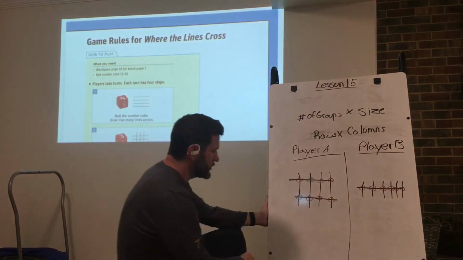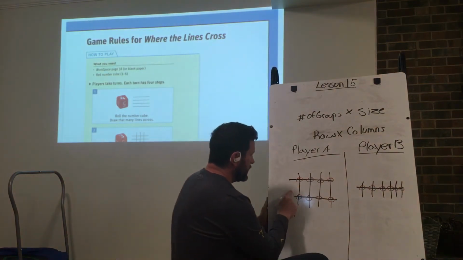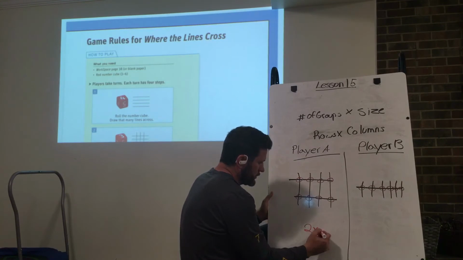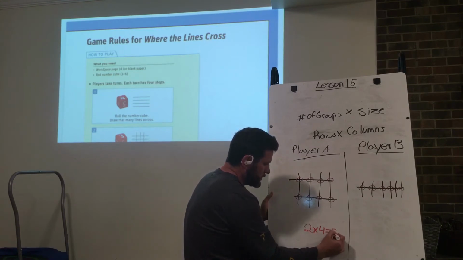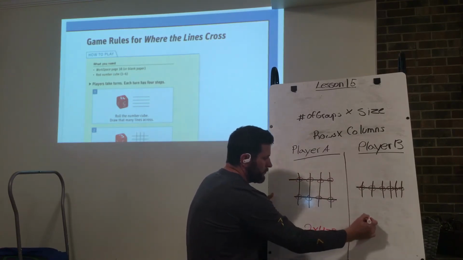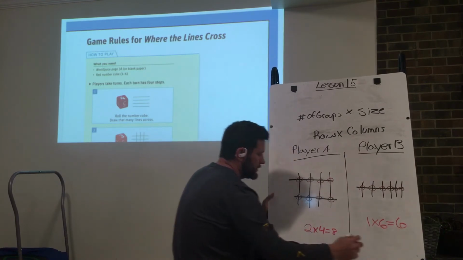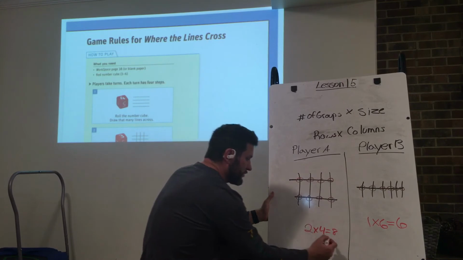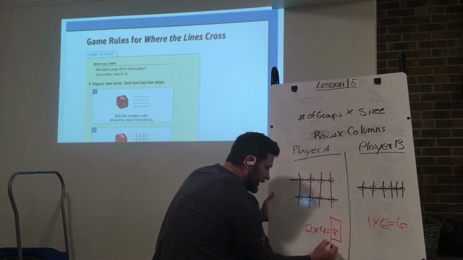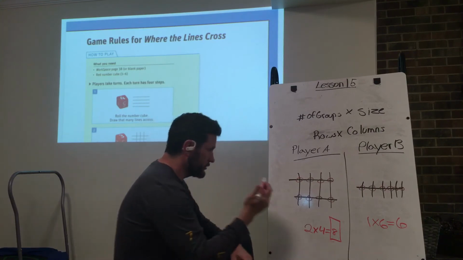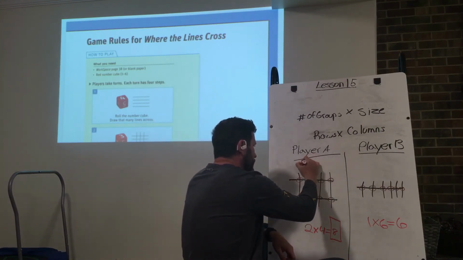You're going to write your equation, okay? So now I know that I have 2 rows times 4 columns equals 8. Right here we have 1 row of 6 equals 6. Whoever has the highest answer or product gets 1 point. So then I would get 1 point right here.